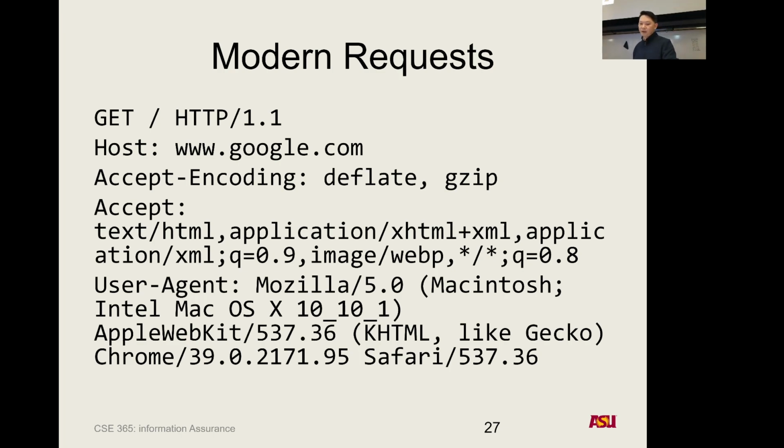This is the modern request: GET, POST, accept, and accept-encoding, which means compressing the contents. So the deflate or gzip method can be used in the web browser. Accept these kinds of media types, images. User agent: Mozilla 5.0, Macintosh, Intel Mac OS, web app. In this case, maybe Safari, and here is Chrome, Safari. They are going to be the candidates for this web browser.